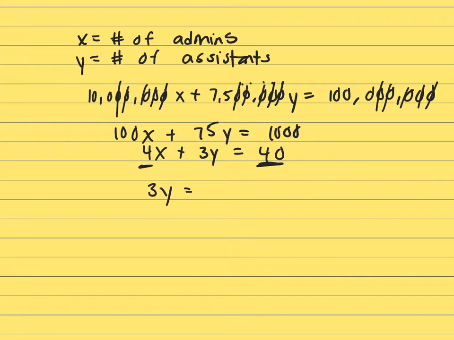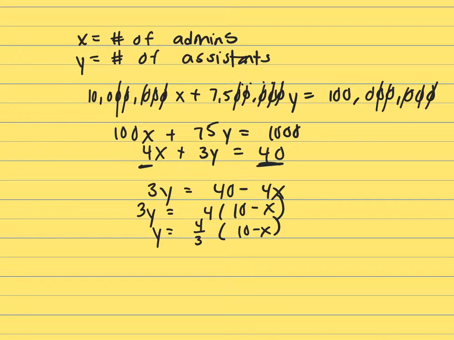So this is 3y equals 40 minus 4x. And this is 3y equals, factor out a 4, 4 times 10 minus x. And now divide through by 3.